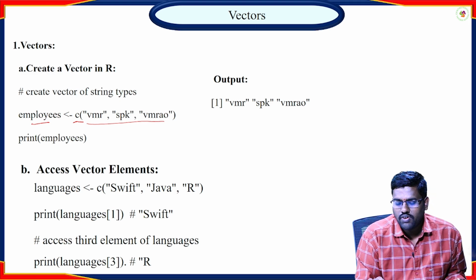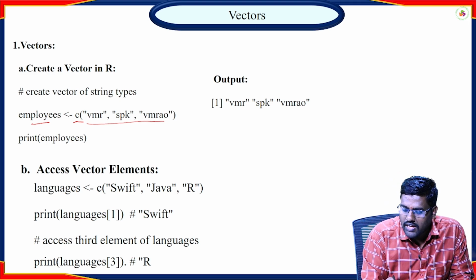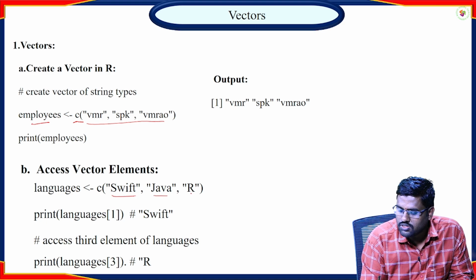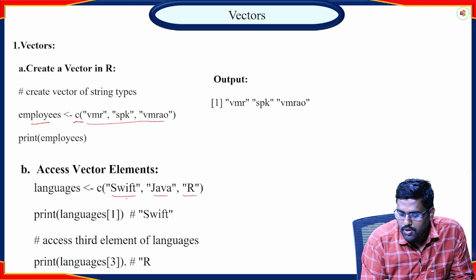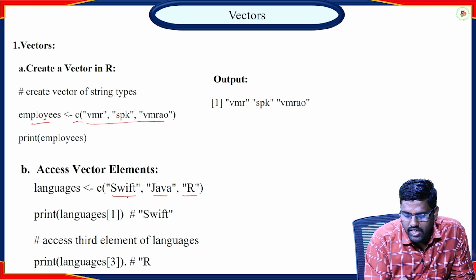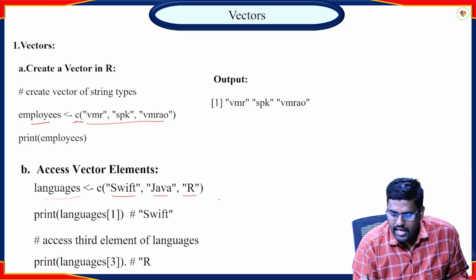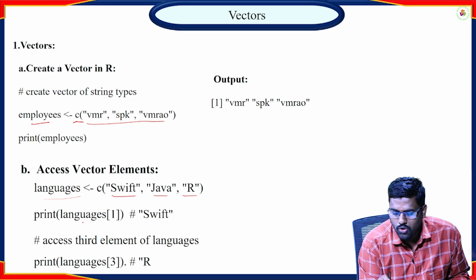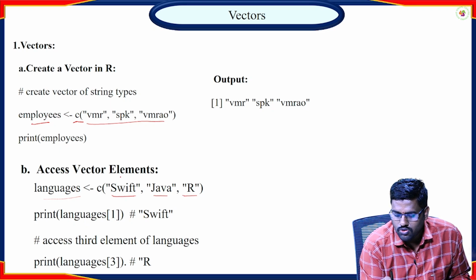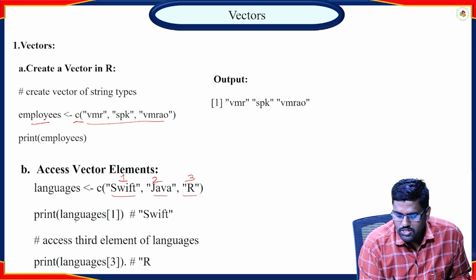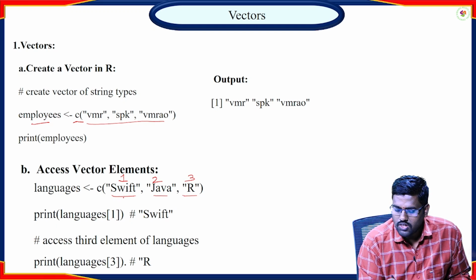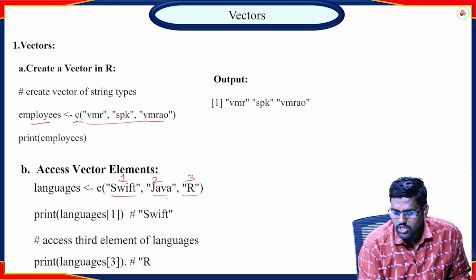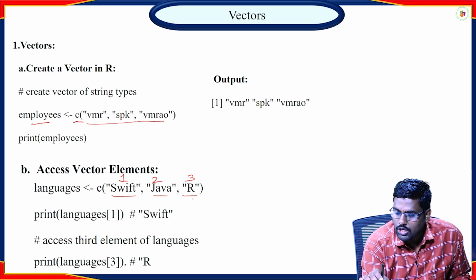Next, if I have to access a vector element, these are all vector element values. If I want to access a particular element value, for example, our variable name is languages. So print of languages of 1. We know that the index always starts from 1. So the Swift index is 1, Java index is 2 and the third index is R. So print of languages of 1 means Swift will be printed. If I call languages of 2, it will print Java, and languages of 3 will print R. For the first one, they retrieve all the values at a time by using the collection of all the values.